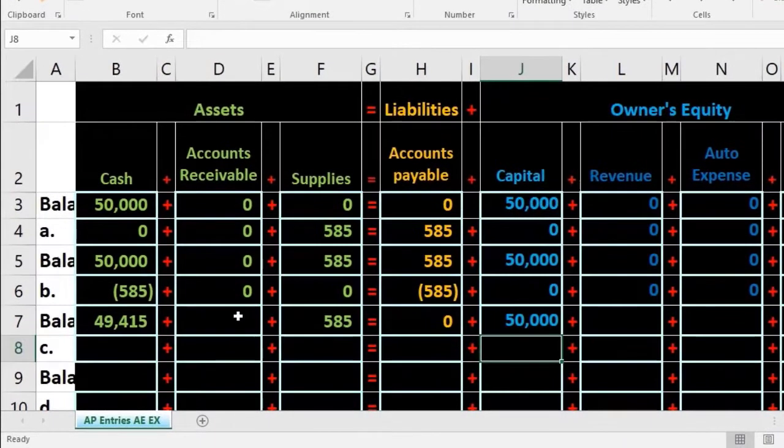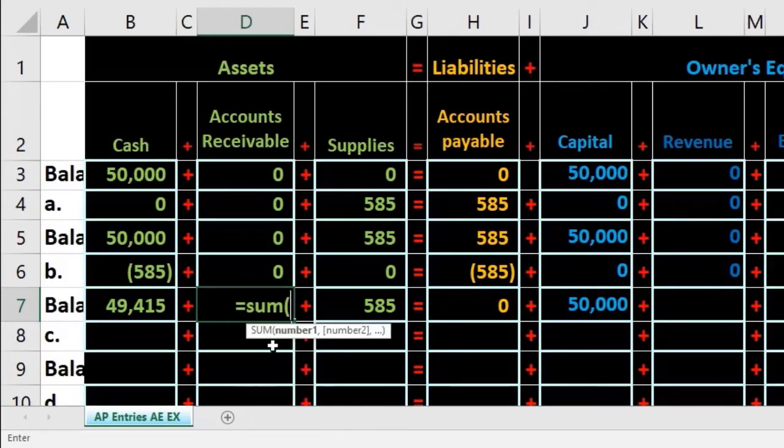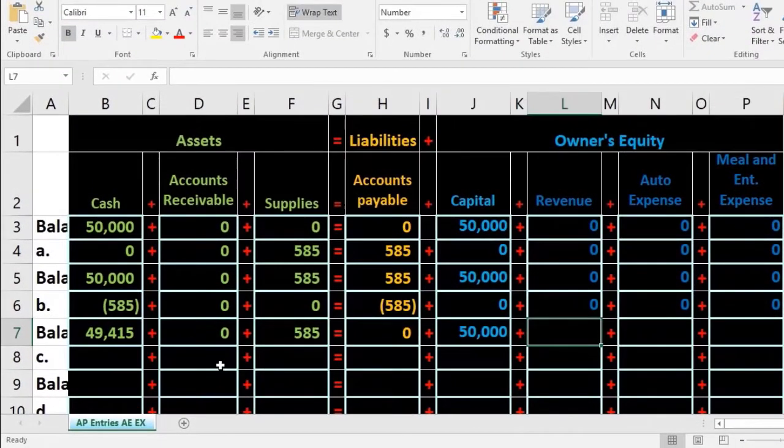I'm going to use the same sum function, but in order to practice something a bit different, we will use the sum function with just the keyboard. So I'm in cell D7 equals SUM, shift 9, up arrow one time, hold down shift, up arrow again, and tab, tab, tab, tab, tab, tab, tab, tab, all the way over here in L7.